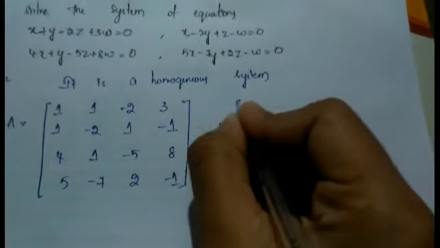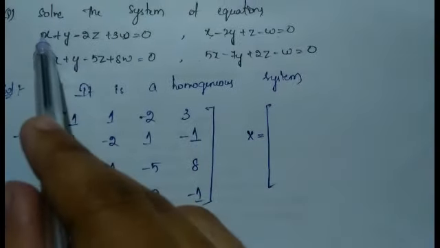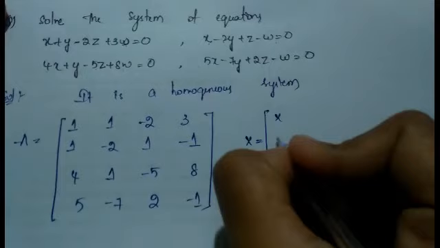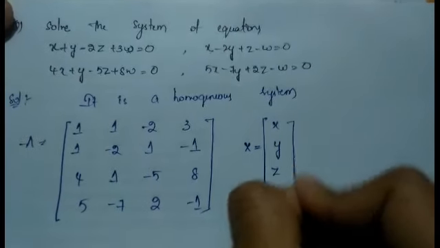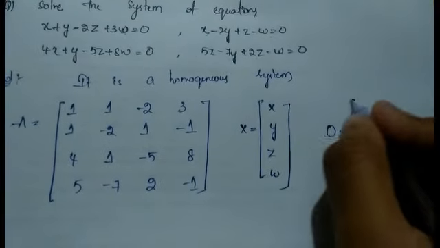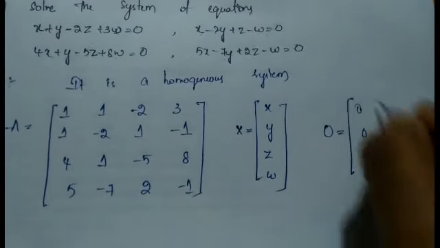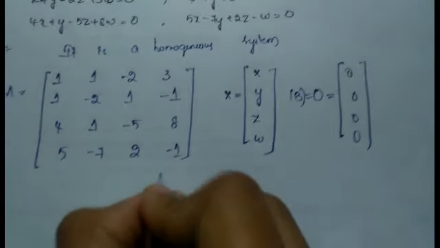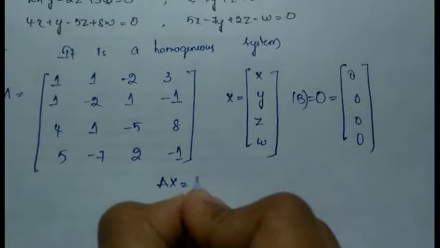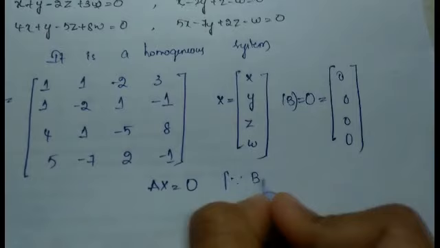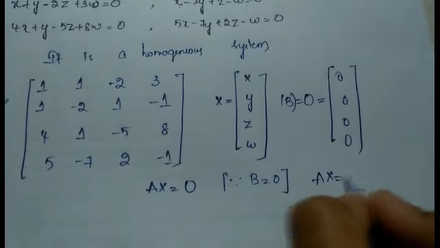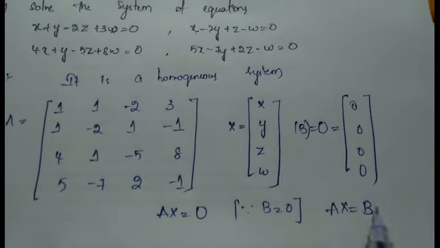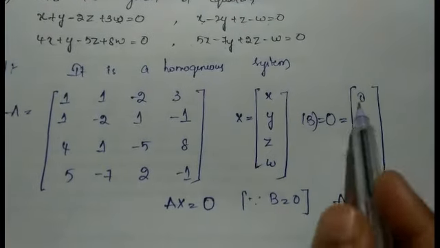Write the variable matrix X. Here we have 4 variables, that is x, y, z and w. Write these variables in this matrix. And it equals 0, that is 0, 0, 0, 0, or you can call it B. We have the format AX equals 0, since B equals 0. The actual equation is AX equals B. For a homogeneous system of equations B is a constant, so we can write B as O, the zero matrix.